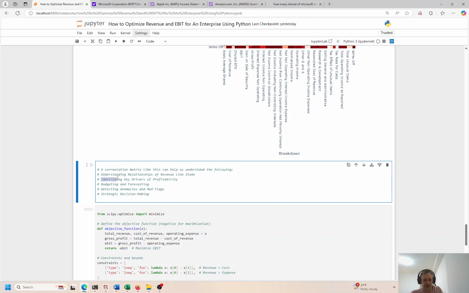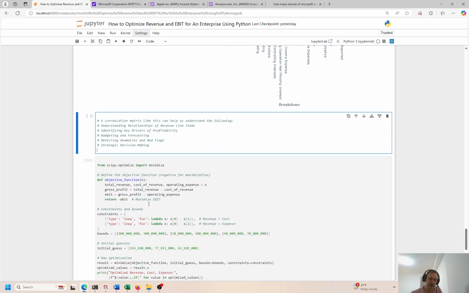Identifying key drivers of profitability. So this type of correlation analysis helps us understand key drivers, budgeting and forecasting, detecting anomalies and red flags, right? If something looks a little bit askew or something looks just very wrong, that will come out in the correlation analysis. And then basically for strategic decision making, the correlation analysis can help us make better long-term planning strategy decisions that are going to help the business and improve the overall process of generating revenue for the next quarter, right?